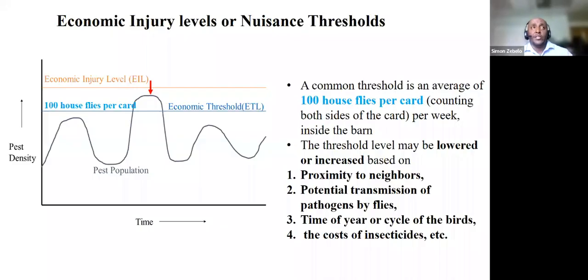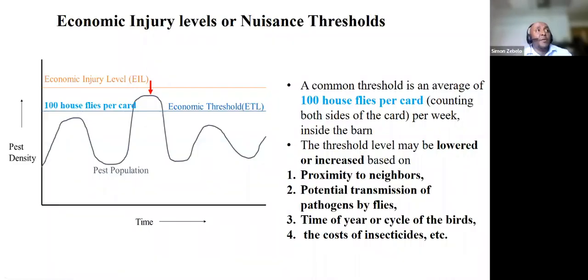So in order to decide this threshold of 100 houseflies, and also, is there any risk? Is there any infestation of even avian flu or other disease? That also determines this threshold level. The time of the year or the cycle of birds, and the cost of insecticide determine the threshold level of the houseflies.